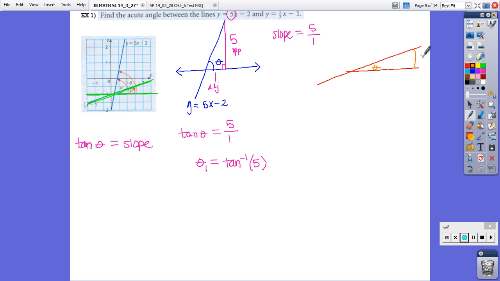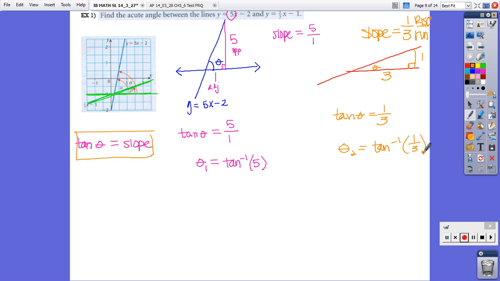The ratio is opposite over adjacent for the right triangle, also because the slope for this line happens to be 1/3, so that's the rise and that's the run. Alright, so given that I have my right triangle set up again, I have that the tangent of the angle has to be opposite over adjacent. Remember, we already know that the tangent of angle is the same as the slope. And so angle 2 would be the tangent inverse of 1/3. And then the difference, or the angle between, would be a bigger angle minus the smaller angle. So I want the angle distance, it's going to be a positive number.